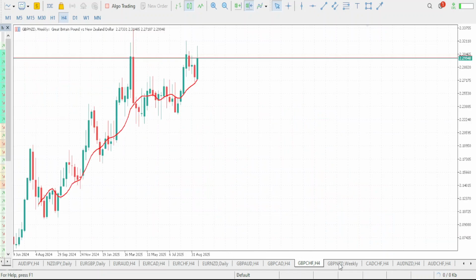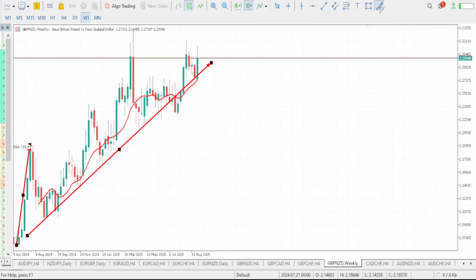Now let's take a look at what we'll be expecting on GBP New Zealand. Let's start with the trend, which is on the weekly time frame. You can clearly see that the trend is an uptrend move. So we had this high, and a higher low, higher high, then a higher low, higher high, then a higher low.